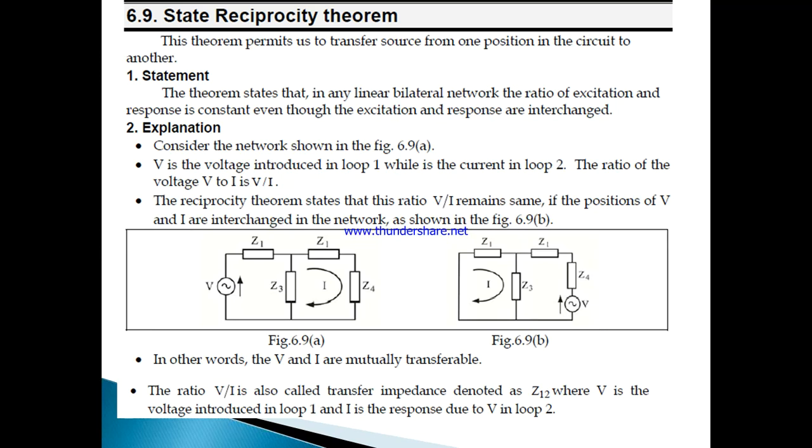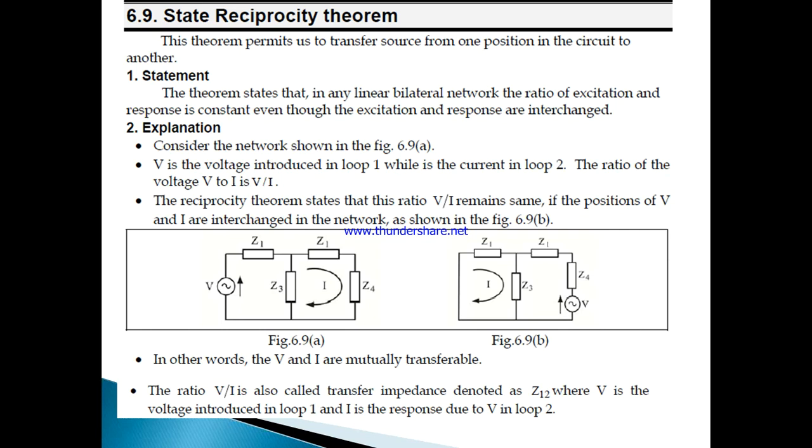The theorem states that in any linear bilateral network, the ratio of excitation and response is constant even when the excitation and response are interchanged. It means the ratio of excitation to response is constant when their positions are interchanged in a linear bilateral active network. So this is the statement of our reciprocity theorem.